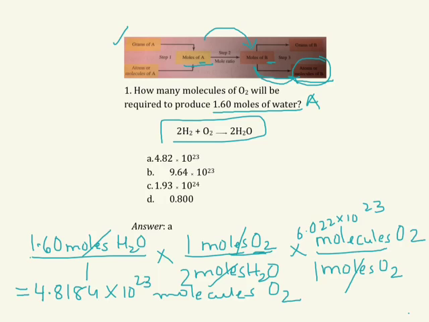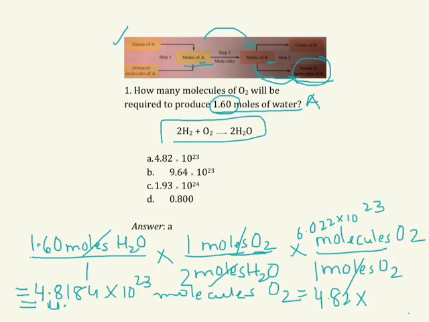Now look at the question and look at the number given in the question, 1.60. How many significant figures are in this? 3. So your answer should have only 3. So your answer will be 4. Let me write it down on the other side.